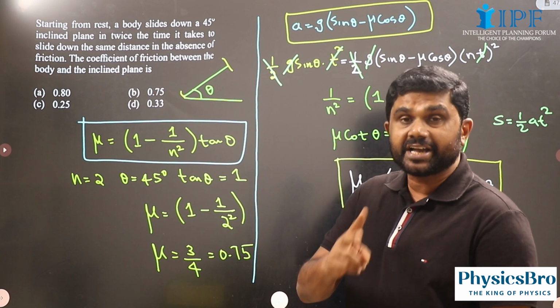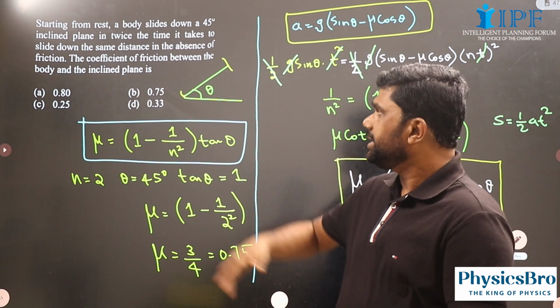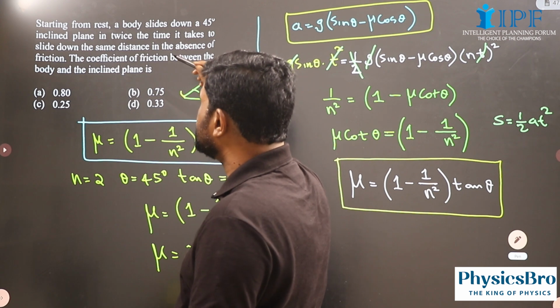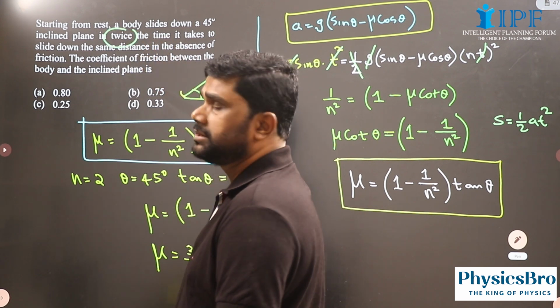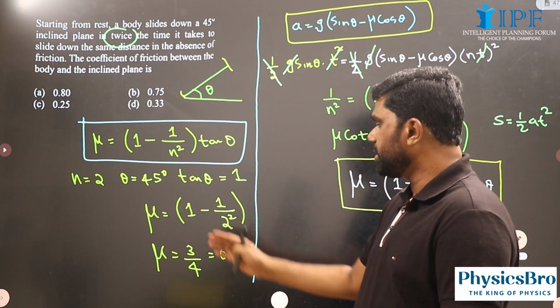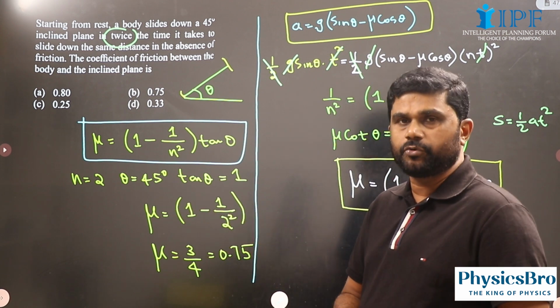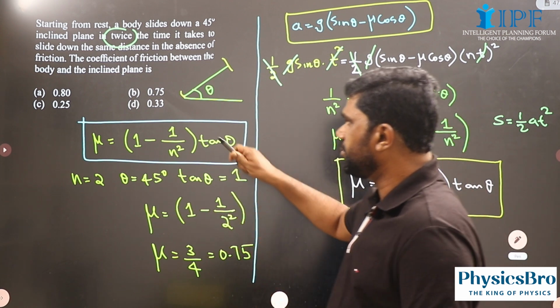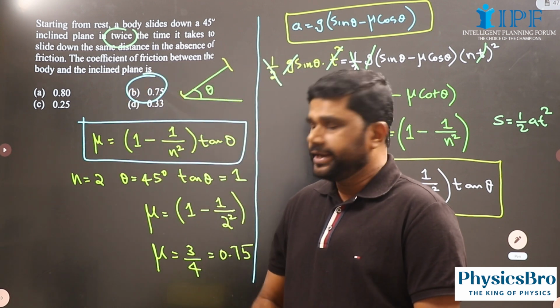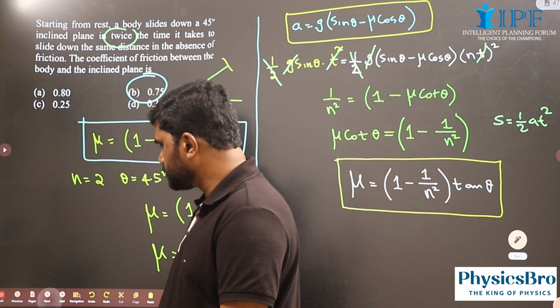Here n is given as n equal to 2. See, the time required with friction is twice that in the absence of friction. So we will get mu equal to 1 minus 1 by 4, or it is 3 by 4, and it is equal to 0.75. So 0.75. Okay, now let's go to the next question.